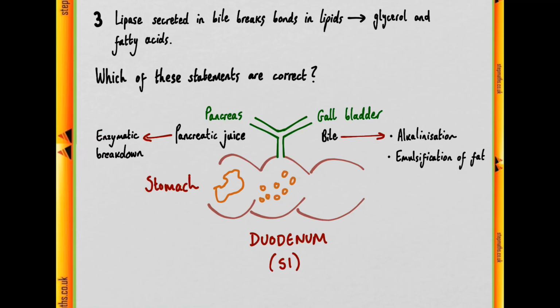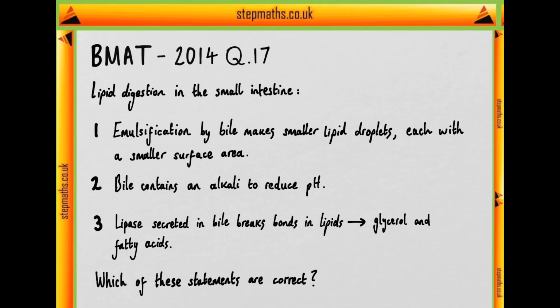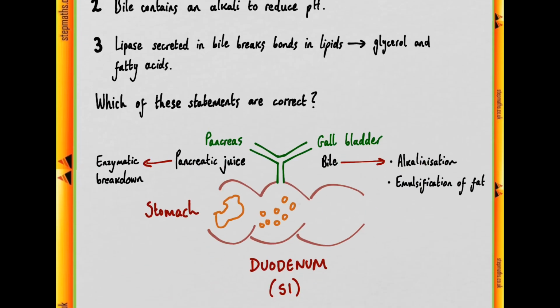So that's the process of lipid digestion, and now let's look at our three statements. So, emulsification by bile makes smaller lipid droplets, now we know this to be true, each with a smaller surface area. Now it's this smaller surface area which might catch you out. You might look at this and think that it's wrong, because as I mentioned, the whole purpose of emulsification is to produce a larger surface area for the enzymes to work.